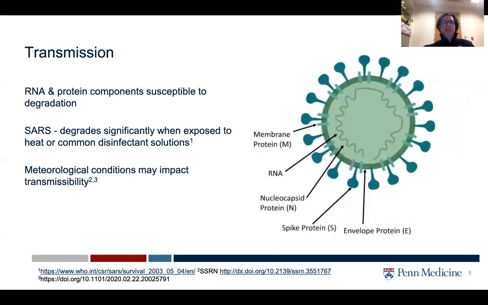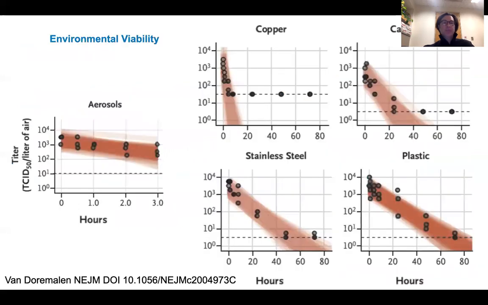Now, the other thing to consider is that the RNA and its protein components are susceptible to degradation, and this has implications for heating or common disinfecting solutions, which is why hand washing with soap and water, or other disinfecting solutions that contain bleach, for example, or high concentrations of alcohol are so effective at destroying the virus and preventing it from becoming infectious. And certainly there's the possibility that meteorologic conditions can impact transmissibility as well, which raises questions about whether this COVID-19 illness could become a seasonal illness which recurs in the fall to winter months.